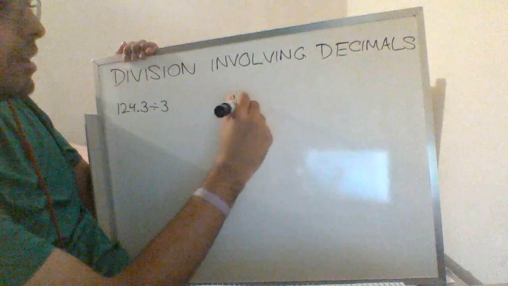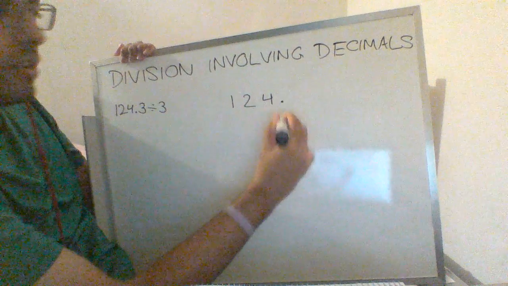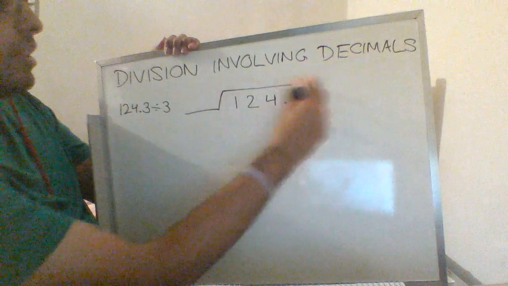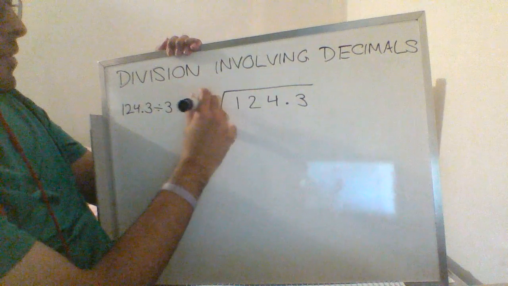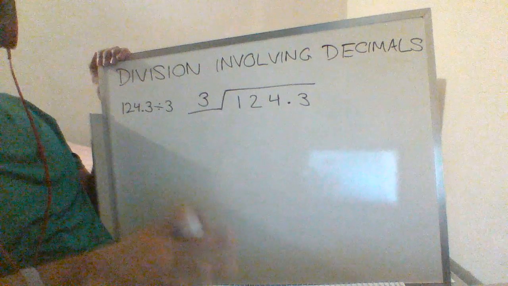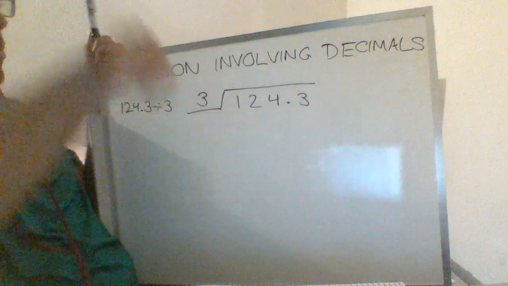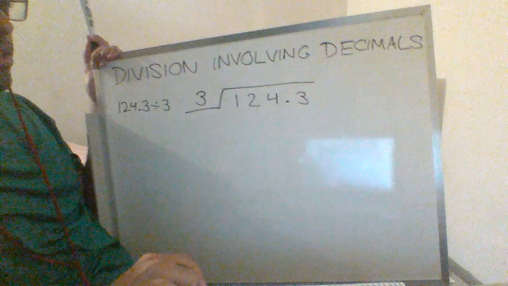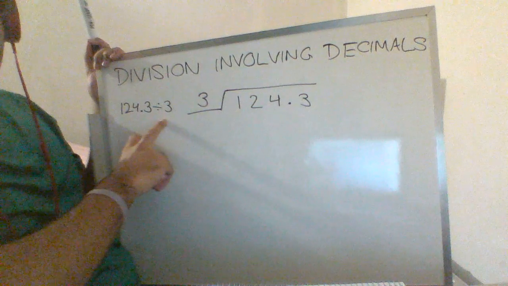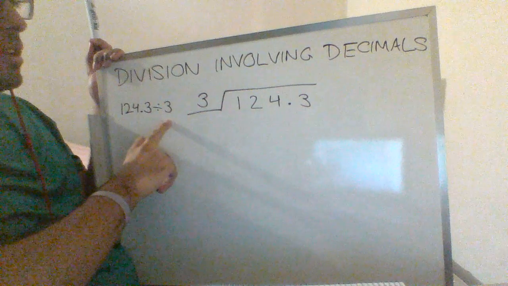So we're still going to set it up as we normally would. So we have 124.3 as our dividend, so that's going to go underneath this. And then we have a 3 on the outside. So on your test for this unit, I'm going to try and keep it so that the divisor, the second number, is always a whole number, so you never have to worry about doing anything extra with this.